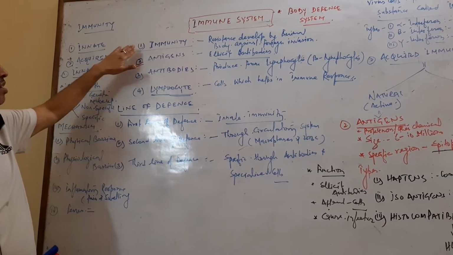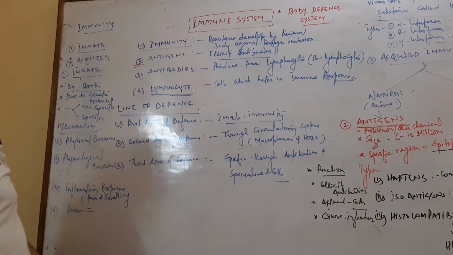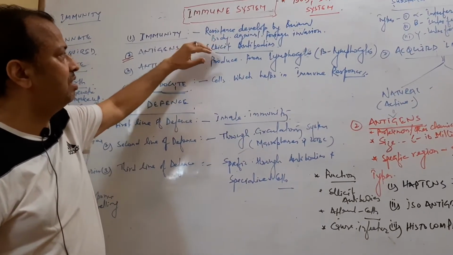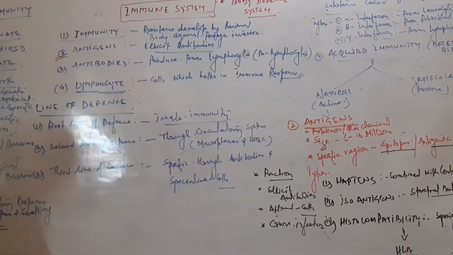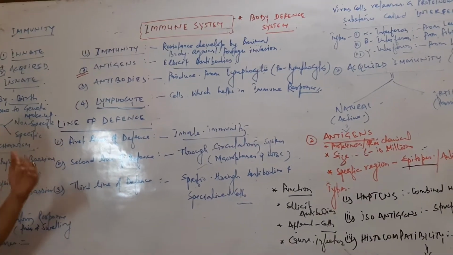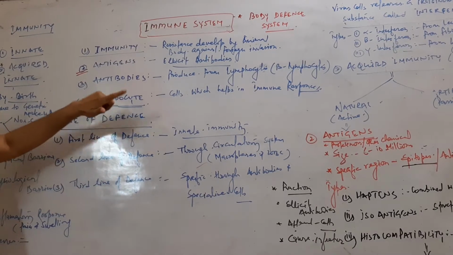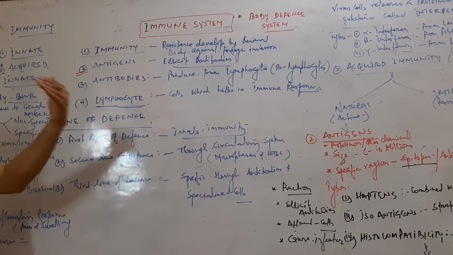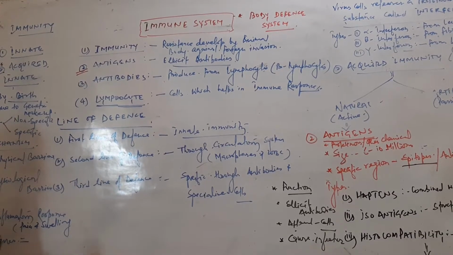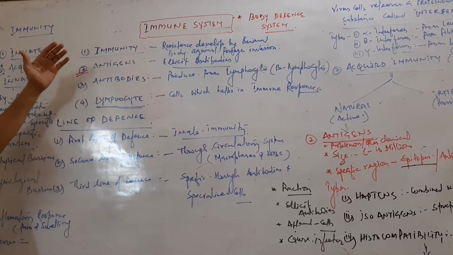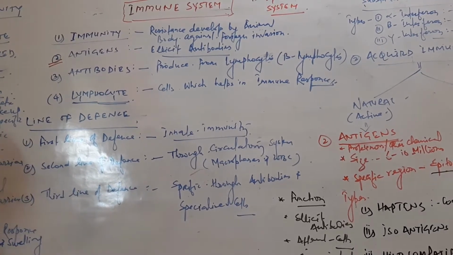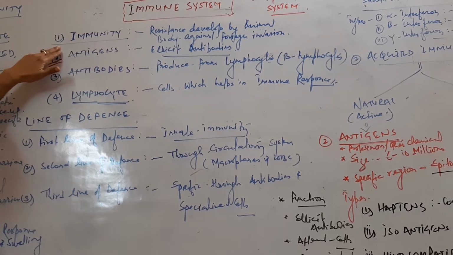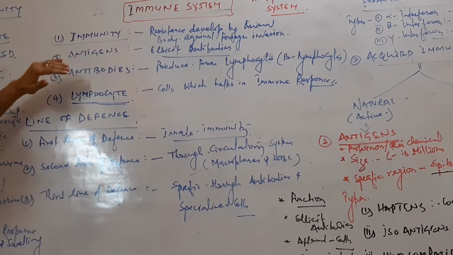Immunity is the first step. Immunity is the body's resistance system. It is related to the body resistance system, which acts against foreign invaders. When foreign invaders come inside the body, there are cells which fight the foreign invaders. That process is called immunity, and the response is called the immune response.